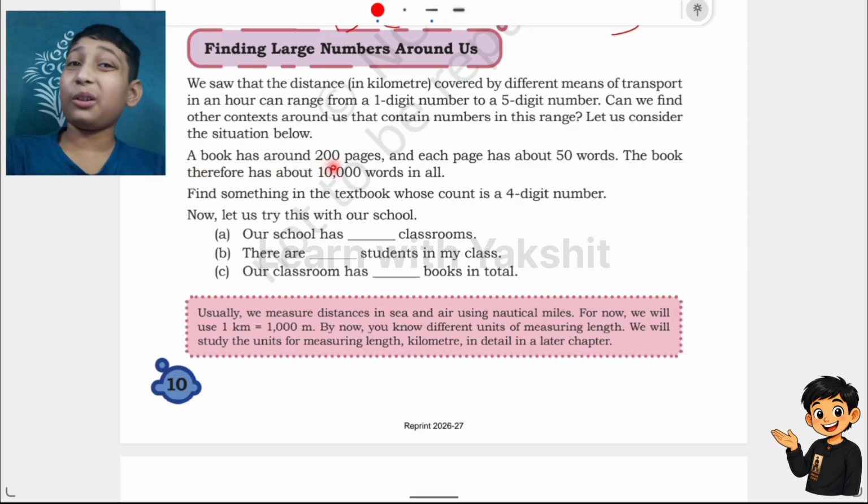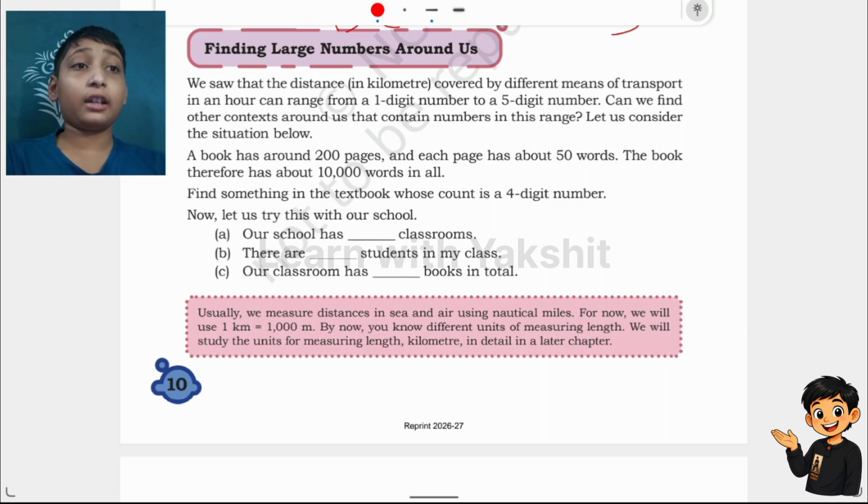A book has around 200 pages, and each page has about 50 words. The book, therefore, has about 10,000 words in total. 10,000 words for a book, that's a lot of words. Find something in the textbook whose count is a 4-digit number. Now we have to find something in our book that is a 4-digit number.